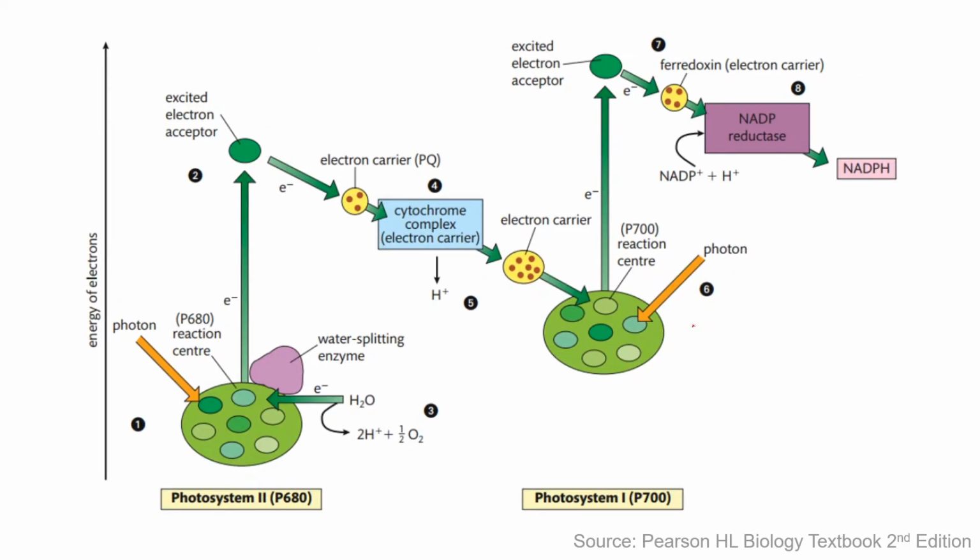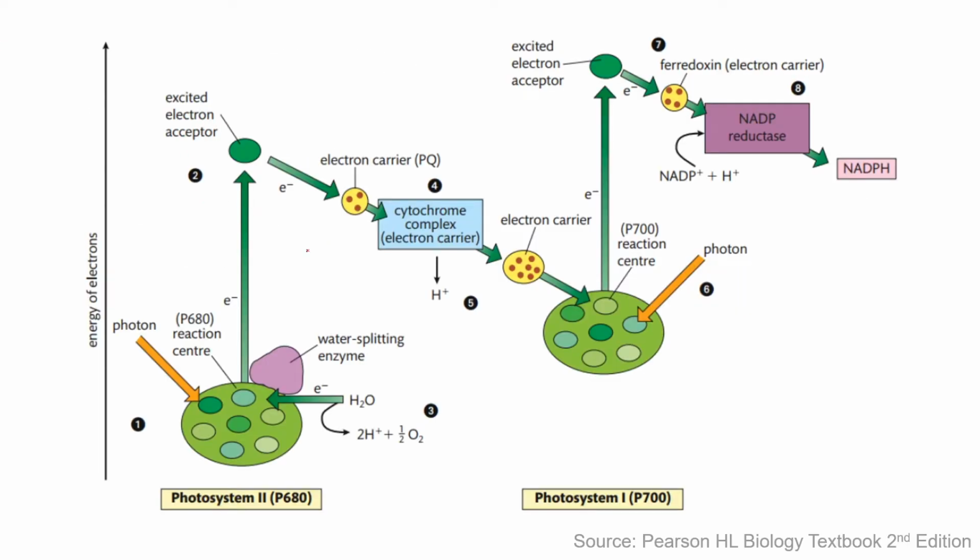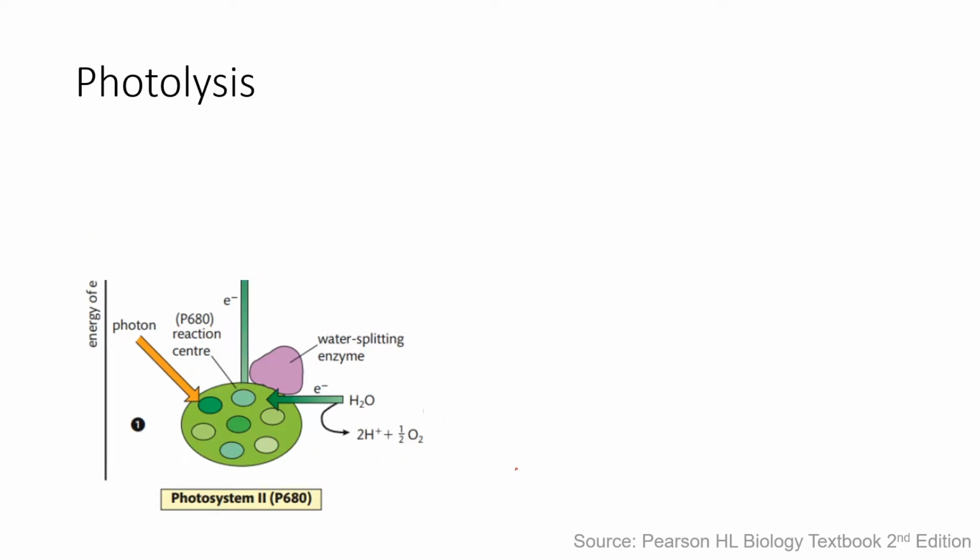Okay, so if we are to break down the stages of the LDR, we're going to first look at photolysis. So photolysis occurs over here with this water splitting enzyme. So if we isolate this bit of the diagram, we can attempt to understand this process a lot easier.